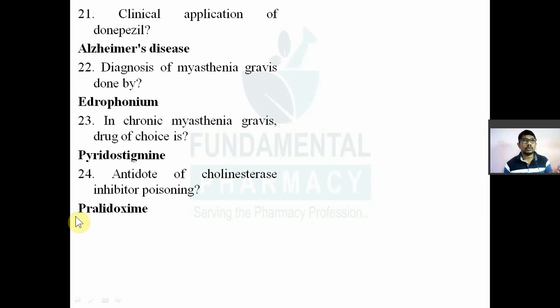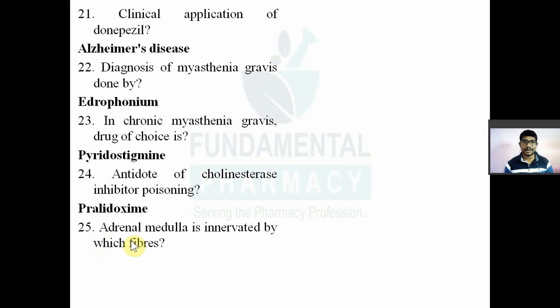Pralidoxime is a cholinesterase reactivator, so it is used in the treatment of irreversible cholinesterase poisoning. So for poisoning of pesticides, pralidoxime, also known as 2-PAM or pyridine 2-aldoxime. इसका केमिकल नेम होता है pyridine 2-aldoxime. ठीक है, so you have to remember. क्वेश्चन बहुत बार आ चुके हैं.